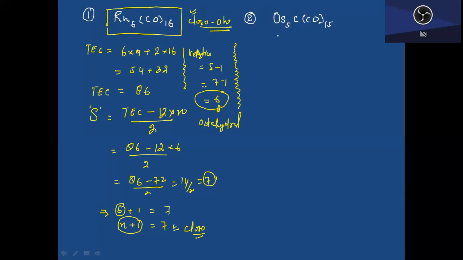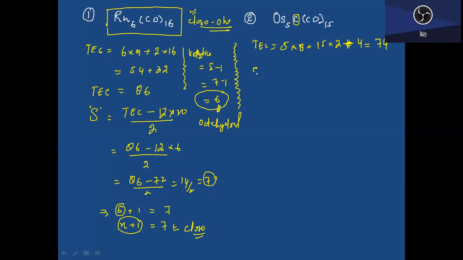Now let us take this type of complex. First we will determine the TEC. TEC will be equal to the number of metal atoms, 5, times the valence electrons of osmium, 8, plus the number of carbonyls, 15, times the 2 electrons donated by each carbonyl. So this comes out to be 40 plus 30, that is 70. Let me check again. 5 eights are 40 plus 30, and over here we also have carbon. This carbon is an encapsulated atom. Carbon has 4 valence electrons, so we have to add these 4 electrons from the encapsulated atom. So this will come out to be 74.